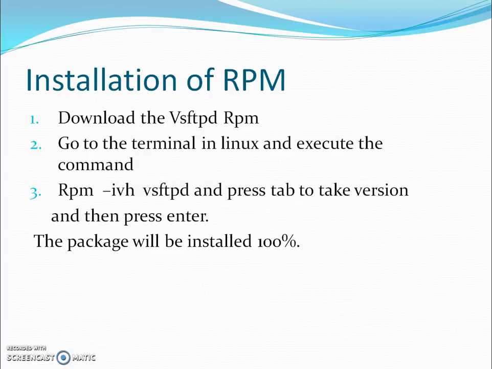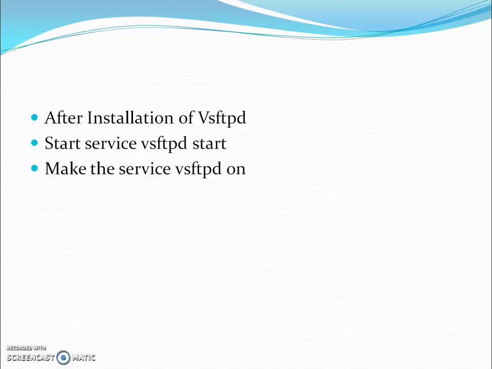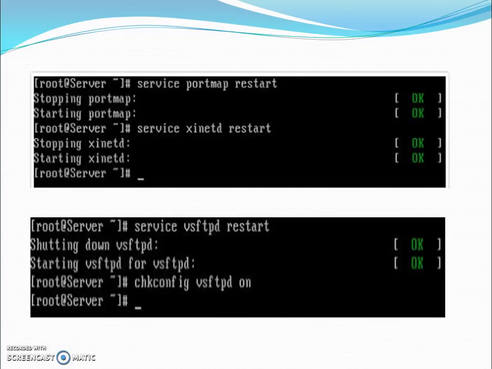Then open the terminal on Linux and execute the command rpm -ivh, give the name of the RPM, press the tab so that you'll get the version number, and then press enter. After pressing enter, within a second it will show that the package is installed 100%. Once the package is installed, you can start the service and make the service on by using the commands which I have shown.